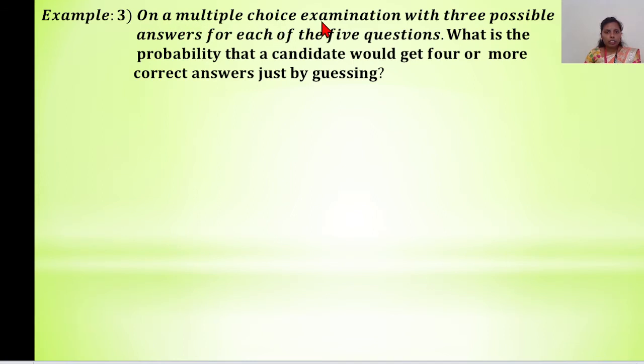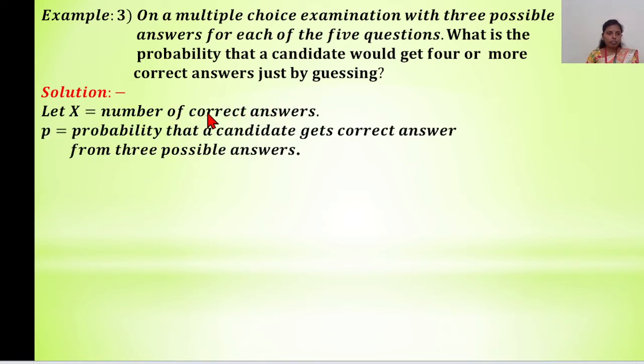On a multiple choice examination with 3 possible answers for each of the 5 questions, what is the probability that a candidate would get 4 or more correct answers just by guessing? Let us see the solution of that example. First, let x be the number of correct answers and p be the probability that a candidate gets a correct answer from 3 possible answers. Therefore, p is equal to 1 by 3.